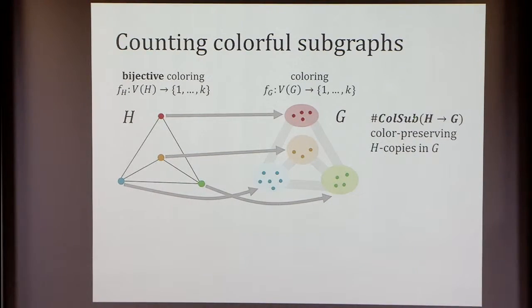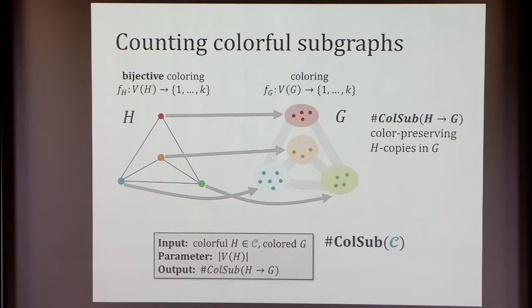So what we now want to look at is the number of color-preserving H copies in G. And we denote this number by colSub. A color-preserving H copy in G is just a subgraph of G that is isomorphic to H by an isomorphism that maps only vertices from one color to vertices of that same color. And then you can again define a problem for general classes. So given a class of graphs C, the problem would be: on input a colorful graph H from the class C and a colored graph G, with the size of the pattern as parameter, count the number of colorful copies of H in G.